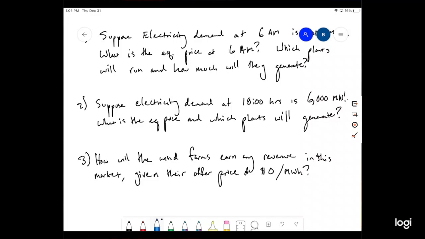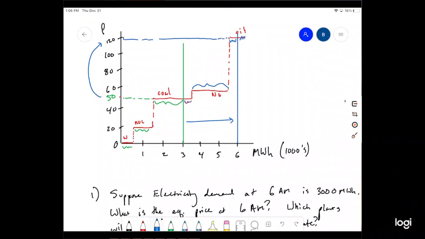Here's a question. How will the wind farms earn any revenue in this market given their offer price of $0 per megawatt hour? Does it make sense for them to offer to produce all of their capacity at $0 per megawatt hour? So if you're a company, we've learned in micro that you want to charge your marginal cost. Well, the marginal cost for wind is essentially zero because the input, wind, is essentially free. So they are essentially charging their marginal cost when they're willing to supply at $0 per megawatt hour.